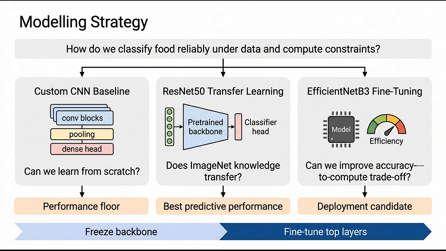ResNet 50 asked, "Does transfer learning help?" The answer was clearly yes, because pre-trained ImageNet features provided a major performance uplift. EfficientNet B3 asked, "Can we maintain strong performance with fewer parameters and better deployment efficiency?" The answer was also yes, although in this run it did not outperform ResNet 50.